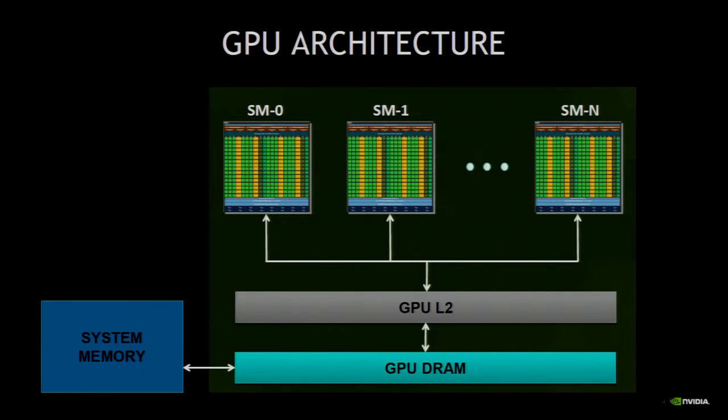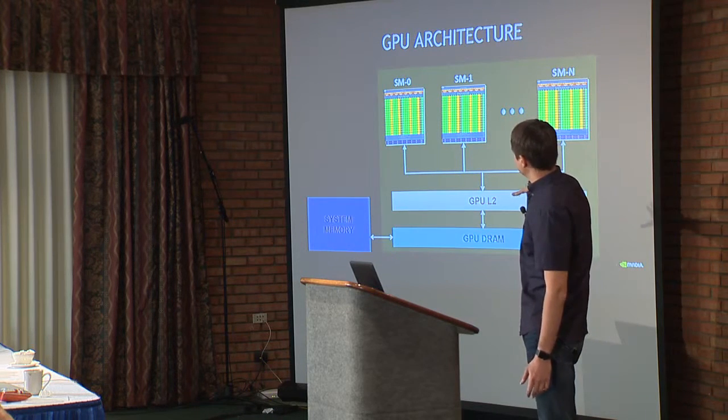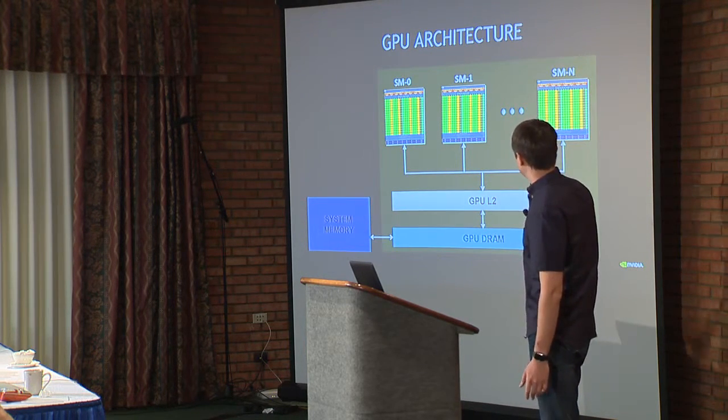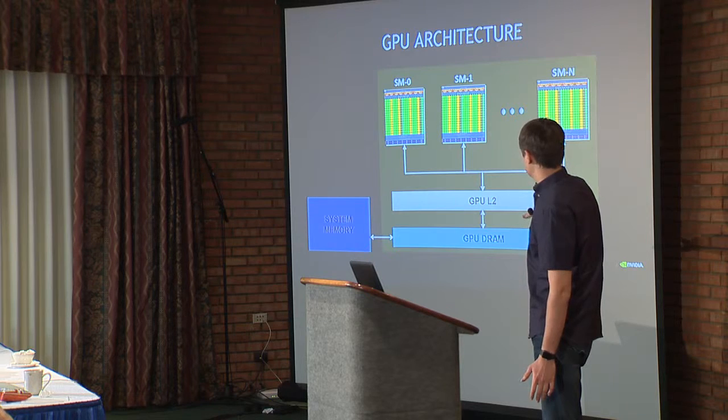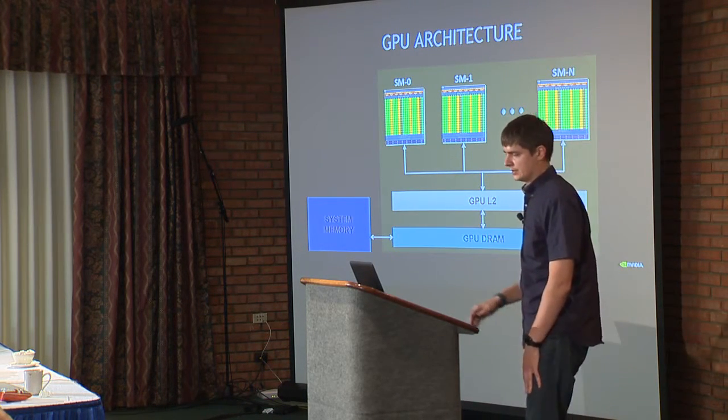which also connects to the system memory. Typically these days, for example, in the Kepler K40 architecture in HPC, which is the one that you'll probably see in Titan, for example, there are about 15 streaming multiprocessors, and the DRAM size in the K40 is 12 gigabytes. Just to give you a rough example of what it is.